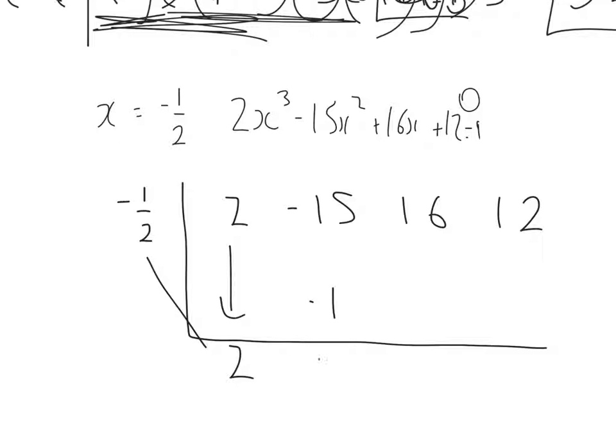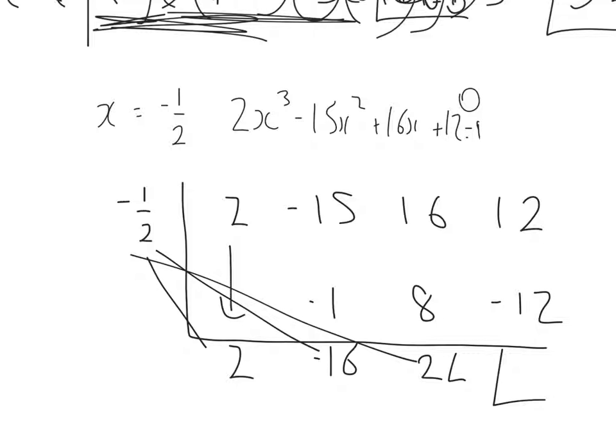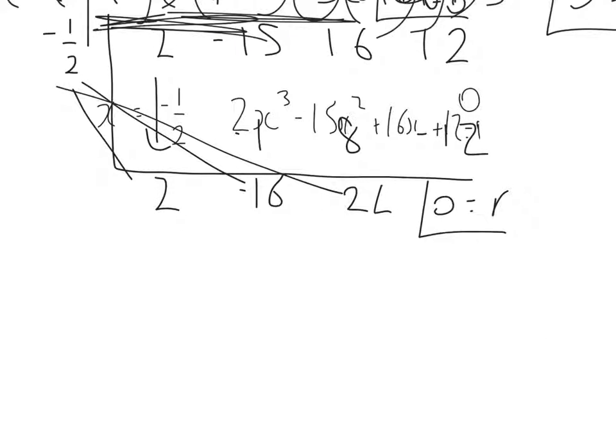Minus 1 minus 15 is minus 16. Multiply by minus 1/2 gives me 8. 8 plus 16 is 24. Multiply by minus 1/2 will give me minus 12. So r equals 0. Therefore, x equals minus 1/2 is a factor.